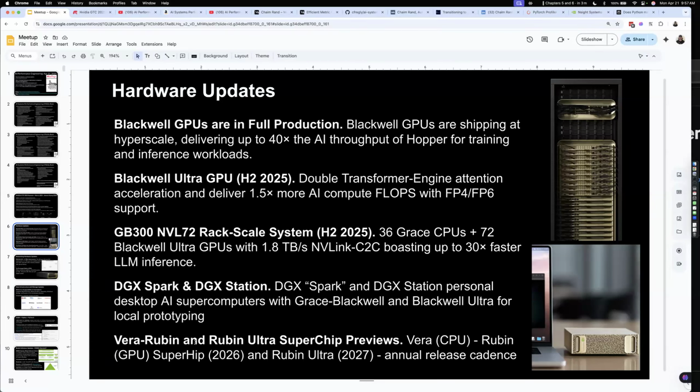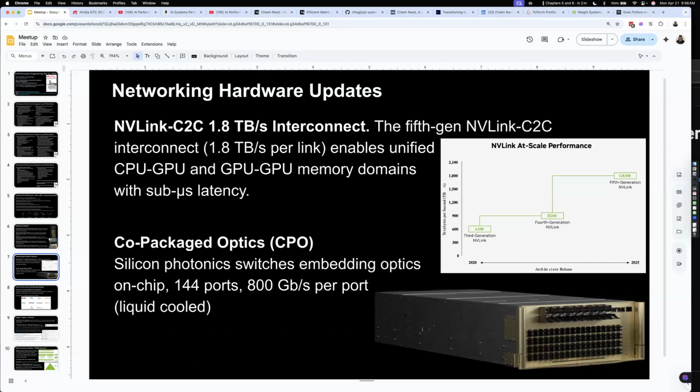So Vera Rubin, like I said, and then also the Rubin Ultra will come in 2027. Vera is the equivalent to Grace, and Rubin is the equivalent to Blackwell's next generation. So this sort of confirms that there is an annual release cadence. They are, of course, planning a Vera Rubin NVL 72 and potentially NVL 576. That's 576 GPUs all inside of a single rack. And then, of course, you could scale out.